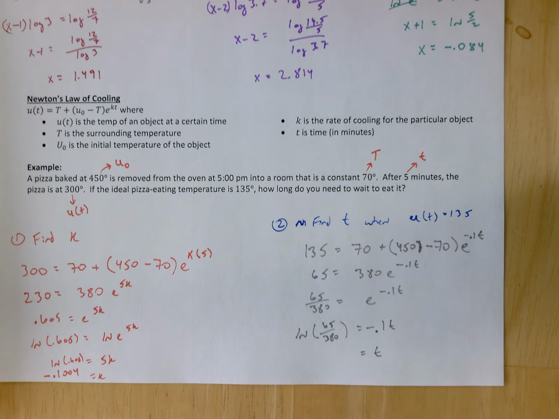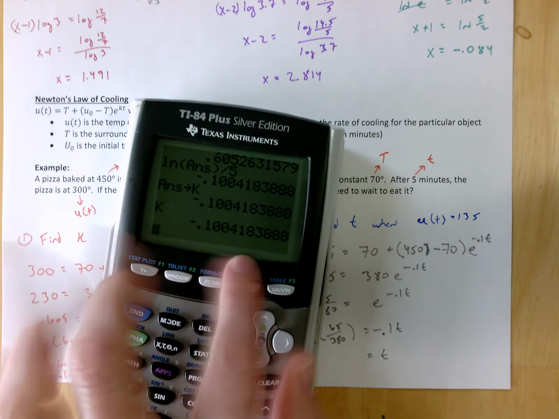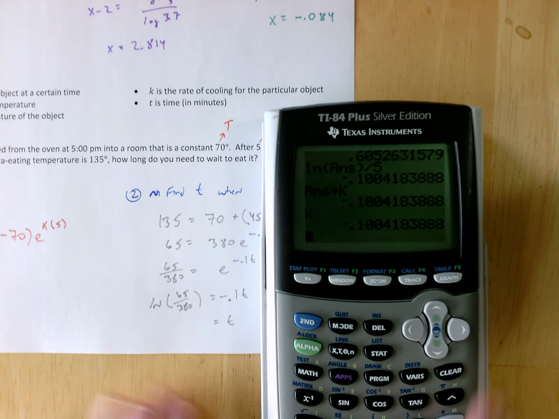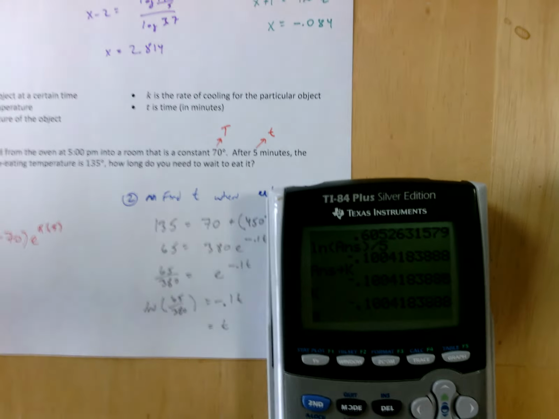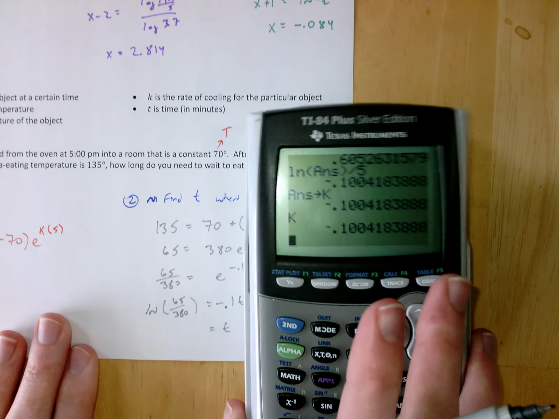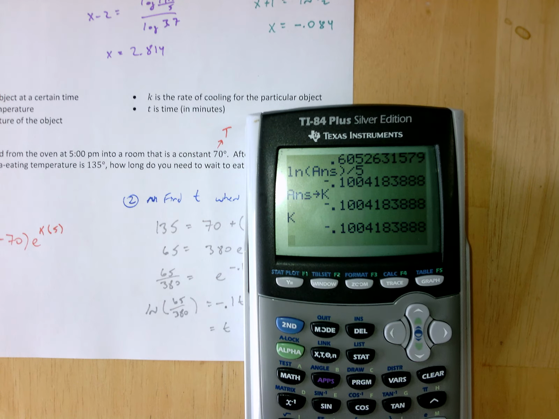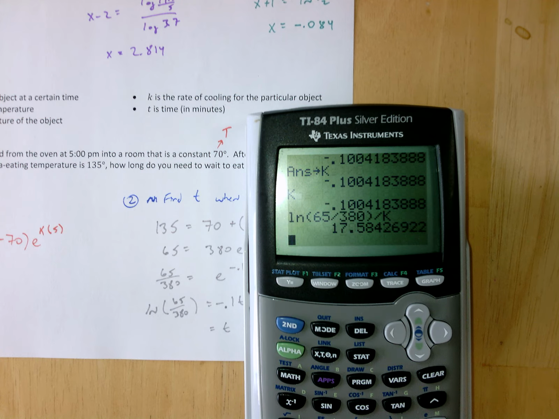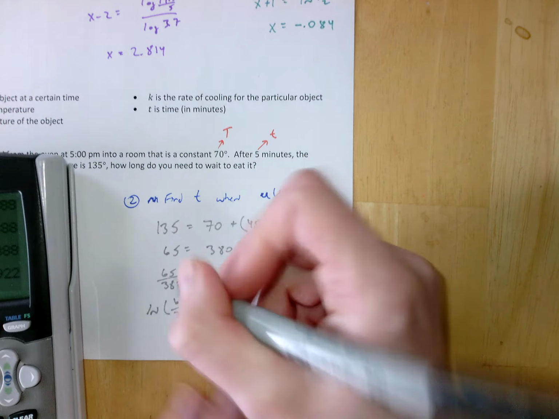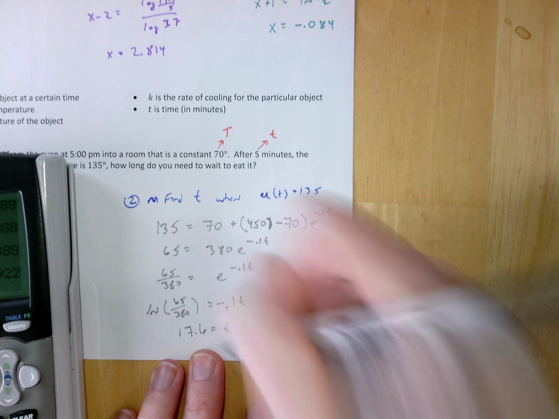So then I'll divide that by that K. And remember, that's my K value, right? That negative 0.1. It's not just negative 0.1, it's all this nonsense. So what I'm typing in my calculator is ln of 65 divided by 380. And then I want to divide that, and I'm going to use alpha K. And that is my answer. So my T is going to be about 17.6.